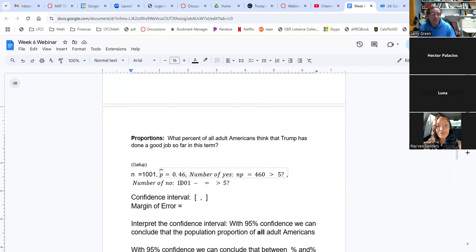Then if we want to find the number of no answers, we're going to take 1,001 minus 460, and that is 541. And that's certainly also bigger than 5. I rounded to the nearest whole number, which is what you should do, especially with these kinds of counts, because you can't have 0.3 people. So rounding is the right thing to do when you're talking about the number of yes and the number of no answers. Any questions so far on this?